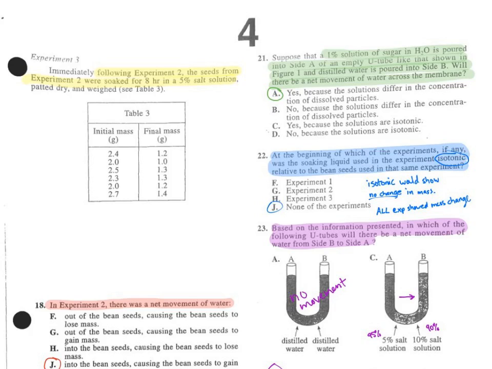And then in experiment 3, they took the seeds from experiment 2 and then soaked them for 8 hours in a 5% salt solution and did the same thing, found the mass afterwards, and you should notice that the mass went down, so it was the opposite effect.